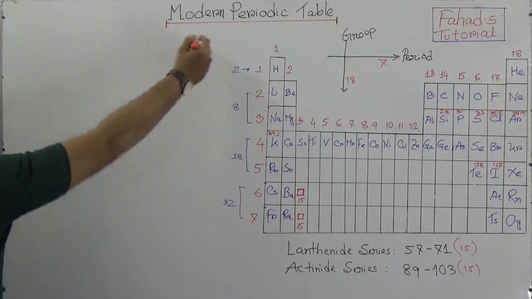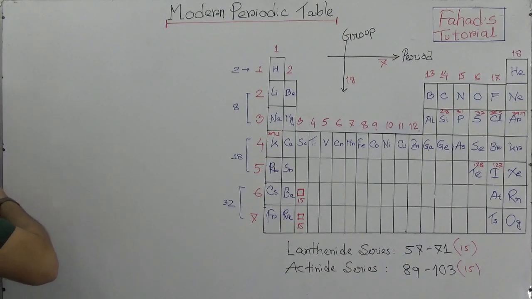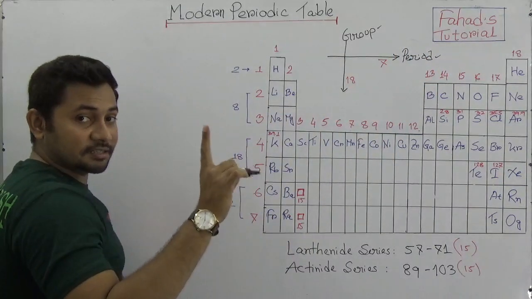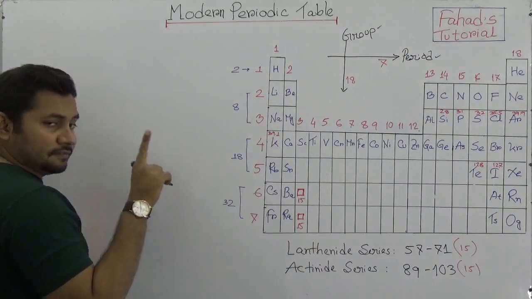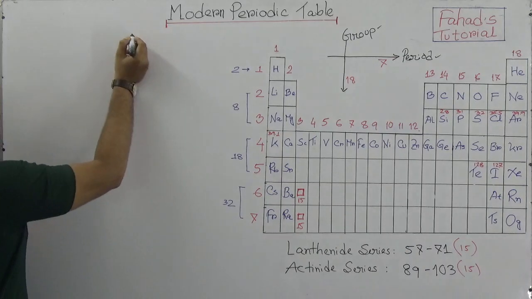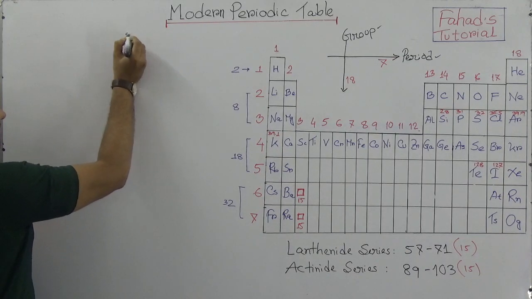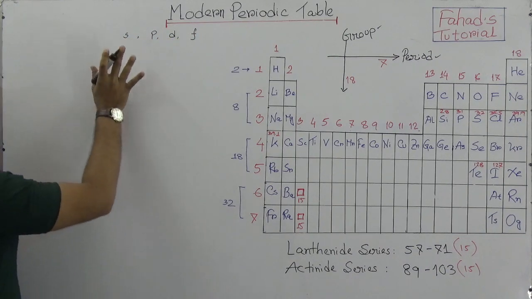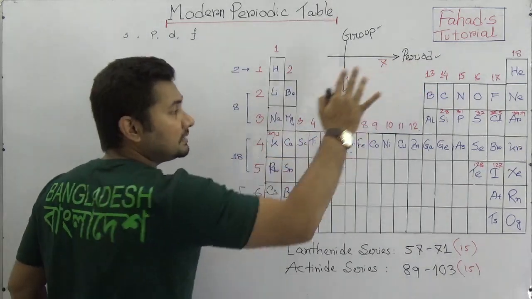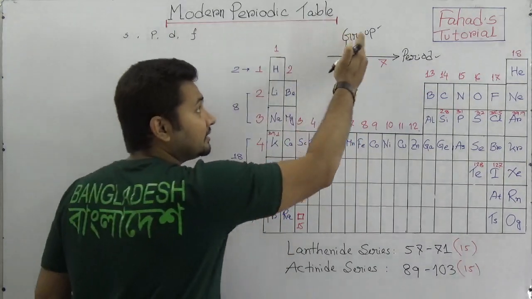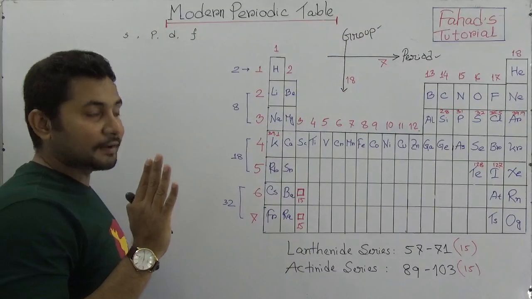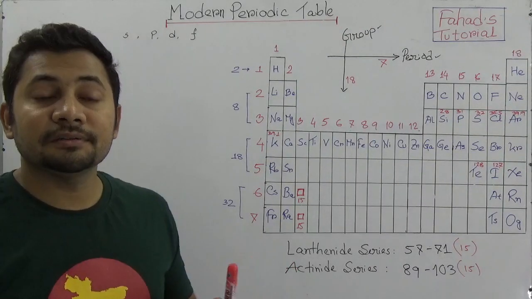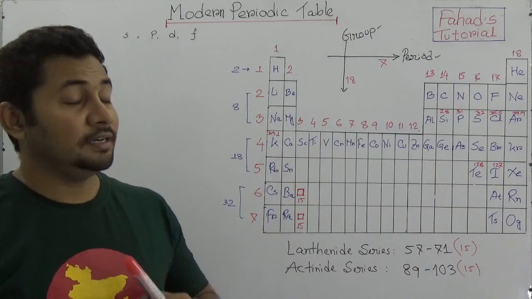First, we need to find out this group and this period from the electron configurations. There are 4 orbitals: s, p, d and f. Understanding the period is easier, but determining the group is something technical, because periods are determined from the outermost shell number of an element.